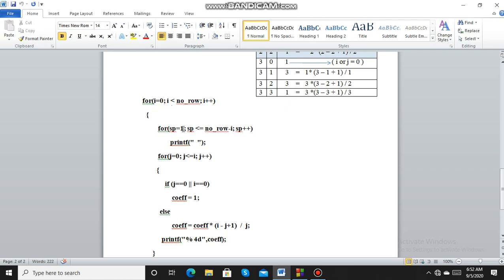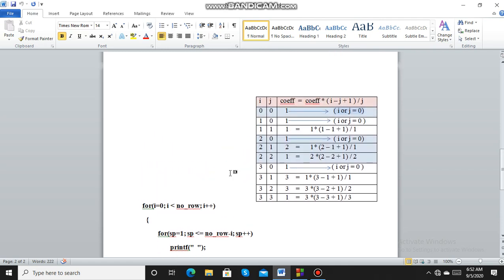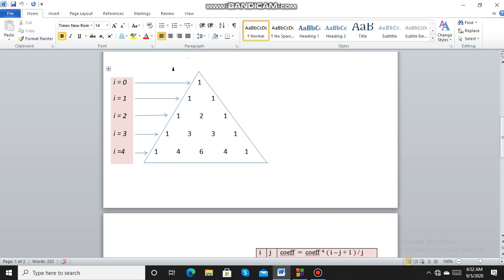Then we come here, sp is for space. Space is equal to 1, space less than or equal to number of rows minus i, which means 5 minus 0, that is 5. So starting from 1, 5 times the spaces will be printed. After printing the 5 spaces, that means we are printing 5 spaces before this one.